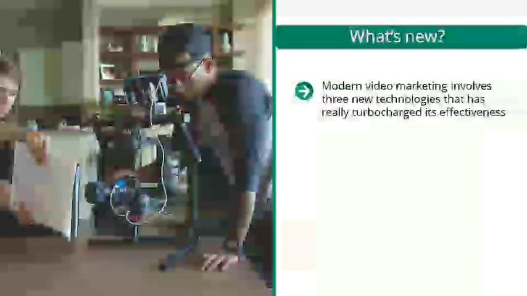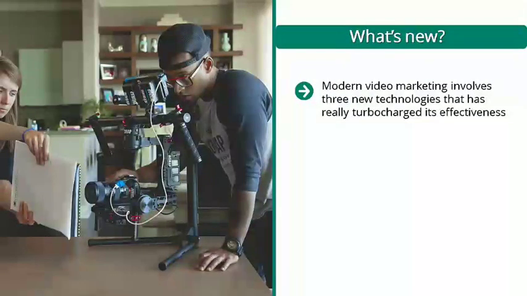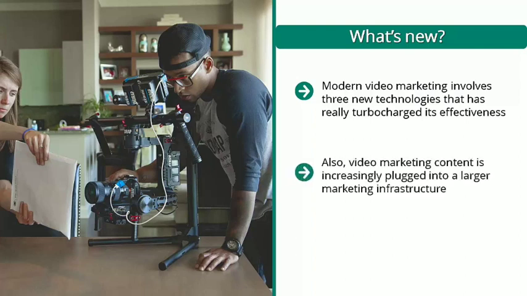What's new? Modern video marketing involves 3 new technologies that have really turbocharged its effectiveness. First of all, you can use software to create video. You no longer have to patch together or shoot video content by hand. There is all sorts of software that can help you edit, enhance, and even automate the creation of video content. Also, video marketing content is increasingly plugged into a larger marketing infrastructure. These are the blogs, social media platforms, so on and so forth. Finally, there are tools out there that enable you to upload the video that you created without manually going through all sorts of upload steps. With a few mouse clicks and a few keystrokes, you can massively distribute your video.